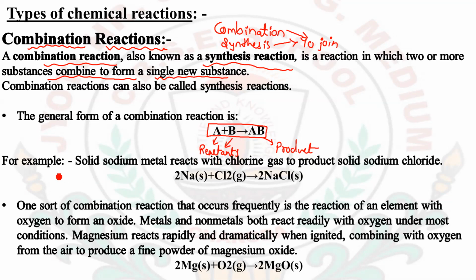Let's take an example here. The first example I am taking is the reaction between a metal and a non-metal. When a metal and a non-metal react, generally a salt is formed, a single product. Here I am taking an example of sodium metal, which is solid, and chlorine gas, Cl2 gas.